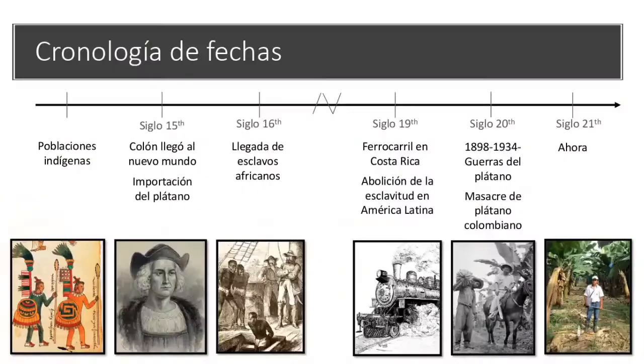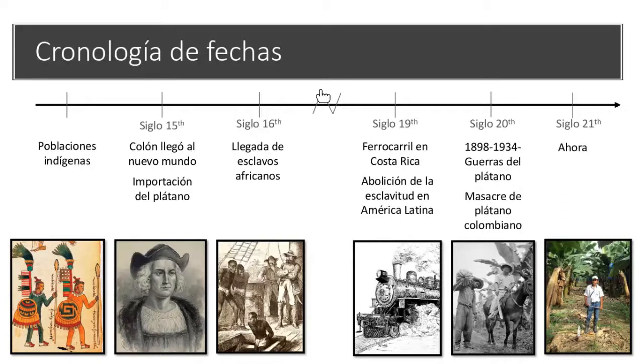Here is a timeline of what we're going to discuss in the subsequent slides, primarily starting with the 15th century and a little before. And this is when we saw the arrival of Christopher Columbus in 1492. And then we're going to talk about the 16th century with the arrival of the African slaves.